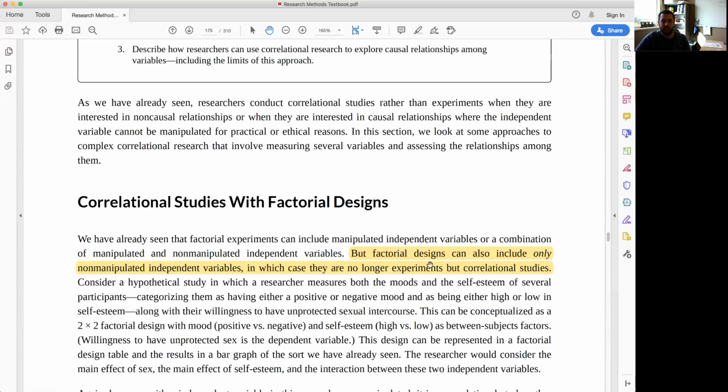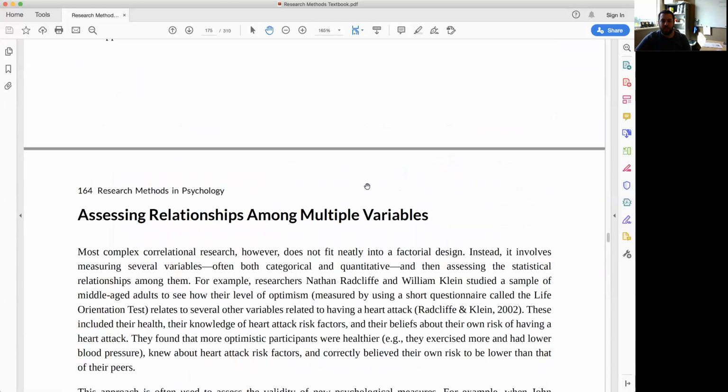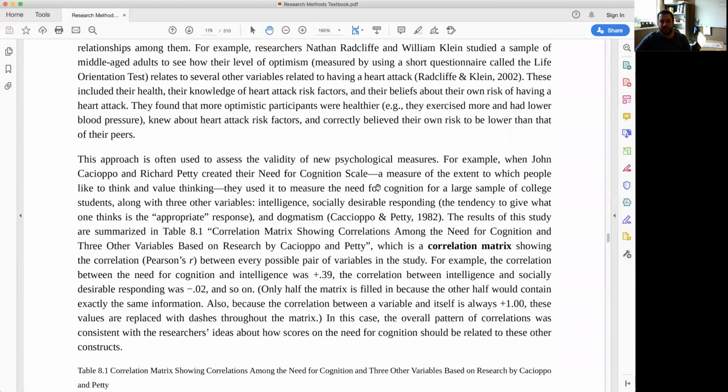Right. And then correlational. You can have complex correlational designs as well. And this happens if you only include non-manipulated independent variables, you're going to end up with correlational studies. Because again, if it's an experiment, it means that you had the ability to manipulate variables. With this, it's going to look just like any other correlation.